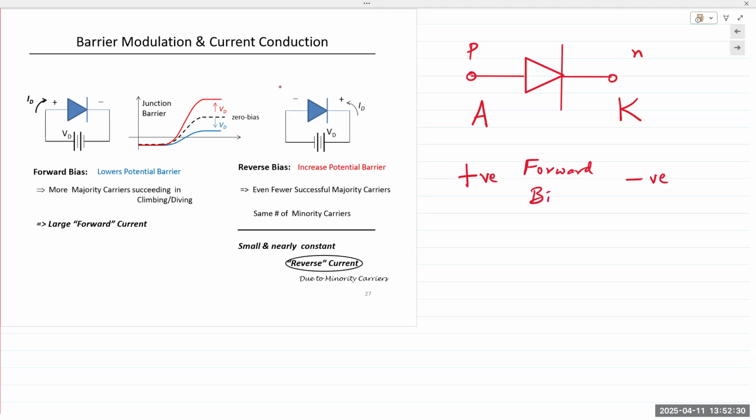The application of the external voltage is also referred to as biasing the device or biasing the circuit. Hence, this mode is known as forward bias. Forward bias. And if you apply negative and positive to P and N side respectively, we get what is known as reverse bias.